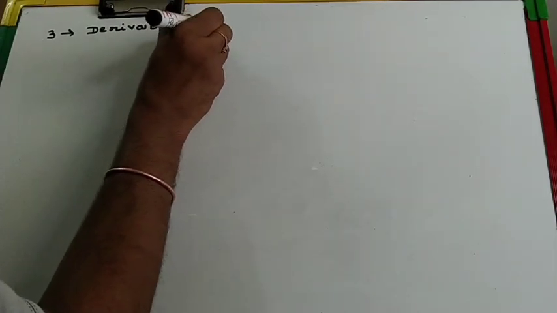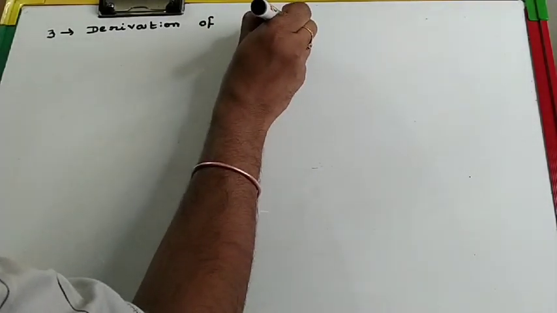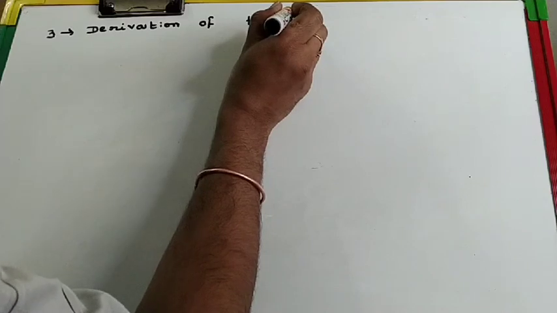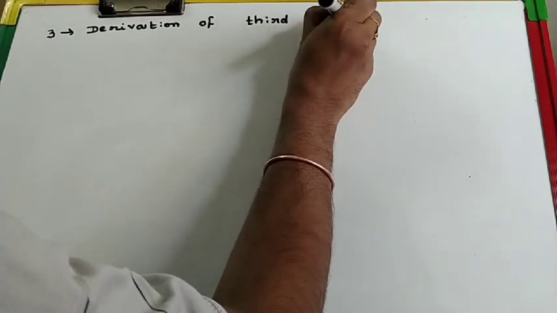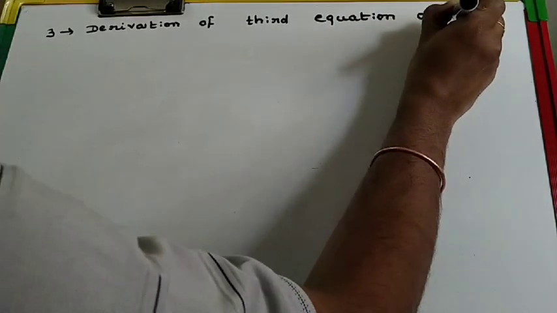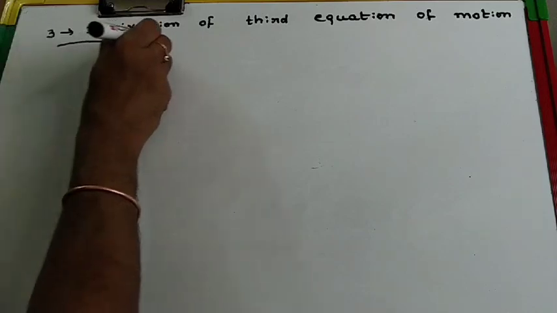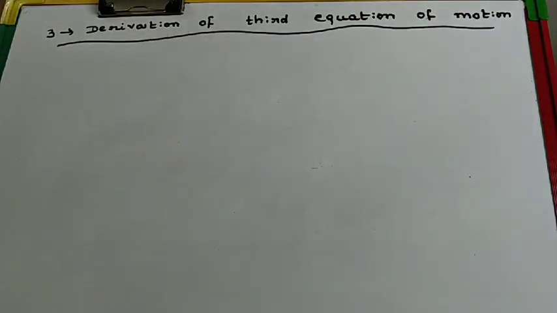Now we are going to discuss point number 3, that is the derivation of the third equation of motion. Once again, derivation of the third equation of motion.